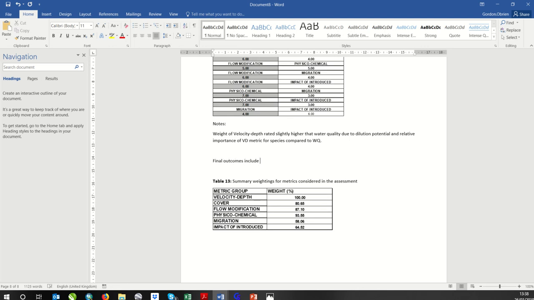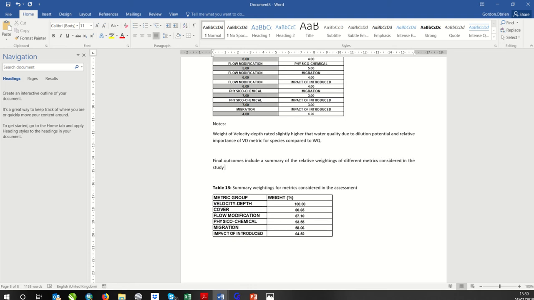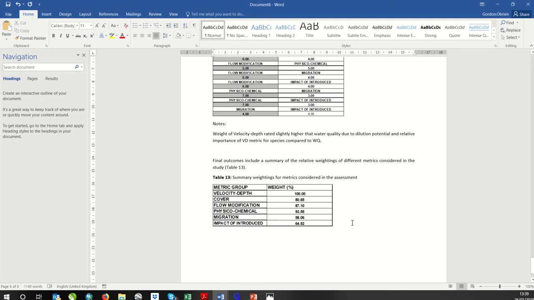Include a summary of the relative weightings of different metrics considered in the study, and that's table 13. Okay, that's what this is, just to show you what they are.